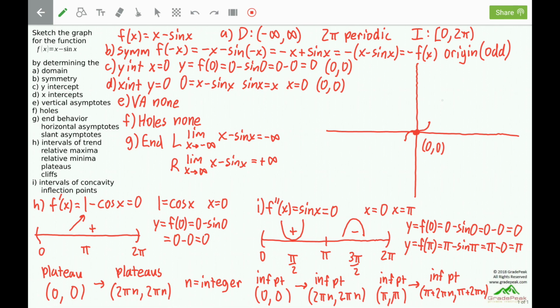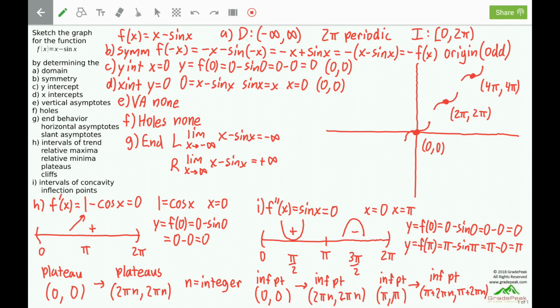So there will be another one somewhere about here, taking a similar kind of shape to it. We can label that as 2 pi, comma 2 pi. We'll have another one somewhere up here when n equals 2. That will be 4 pi, comma 4 pi, and on like that.